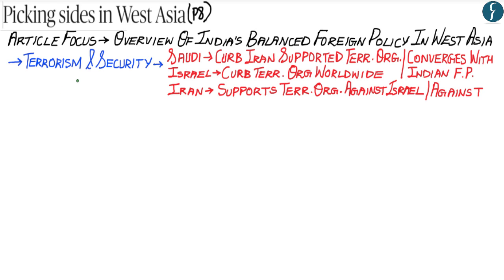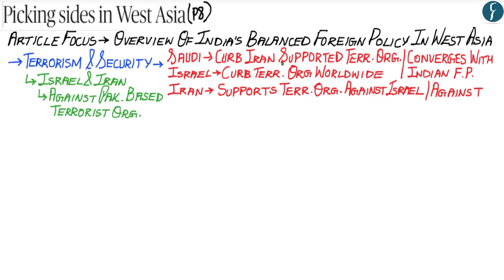However, with regards to terrorism and security, there is another perspective on how it is again changing India's balanced foreign policy approach with regards to West Asian powers. Whereby what is happening is that Israel and Iran are against the terrorist organizations which are supported by Pakistan. However, with regards to terrorist organizations which are supported by Pakistan, Saudi Arabia continues to maintain a balanced position between India and Pakistan. Whereby what is being seen is that the terrorist organizations within Pakistan are largely influenced by the Wahhabist ideology that is supported by Saudi Arabia.